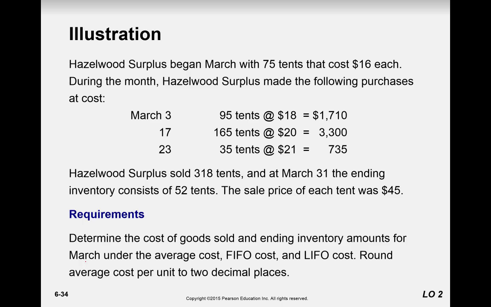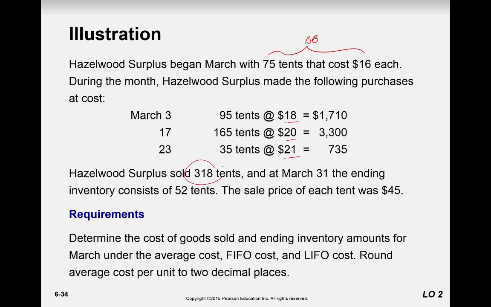So now we have Hazelwood Surplus began March with 75 units that cost $16. So this is our beginning balance in inventory. And during the month, we made 3 different purchases at 3 different price points, as you can see here.